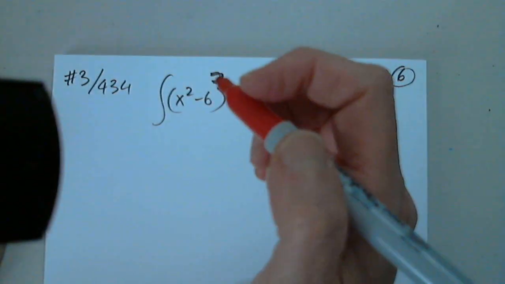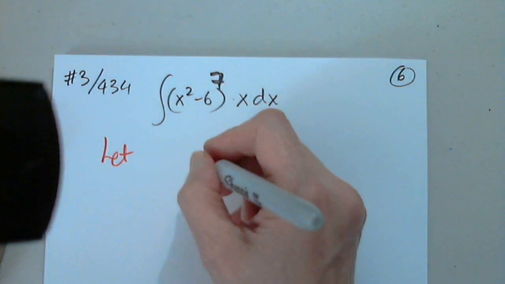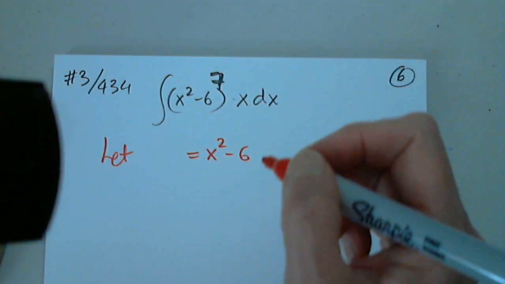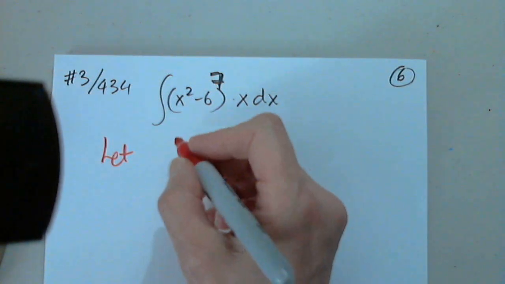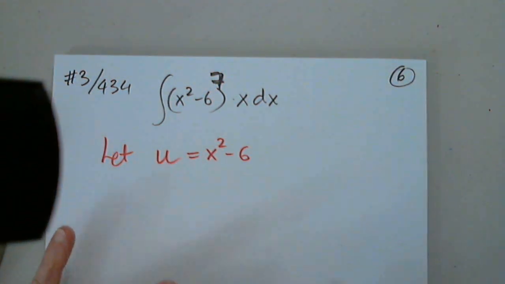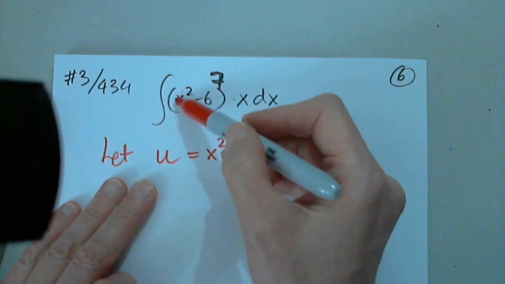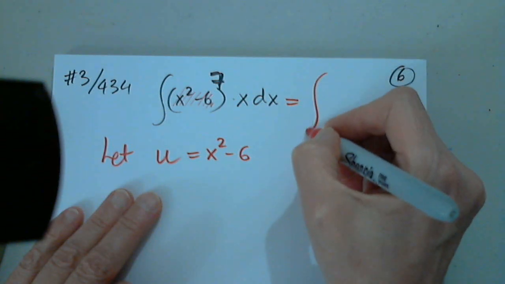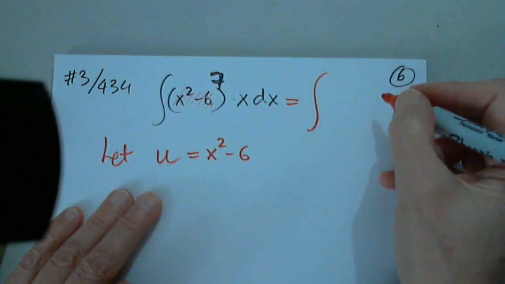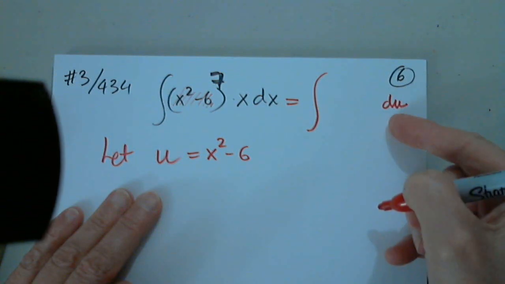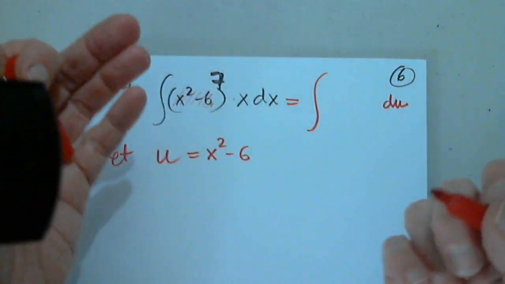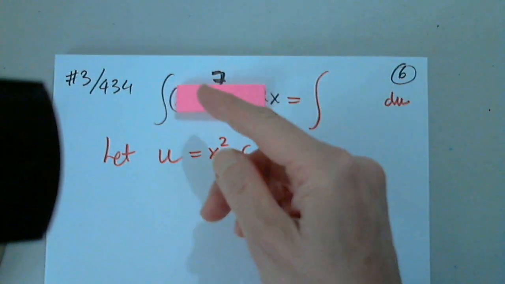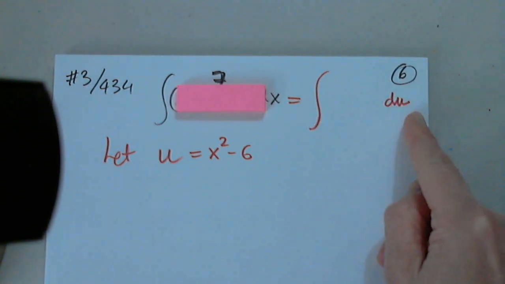Perfect. So let's say, give me a letter, any letter you want, but not x. You cannot use x. U. Which one? U. You said u? Yes. Perfect. Let u be this piece. So I want to change the integral from an integral with x into an integral with du, because I can't have x and u in the same integral.